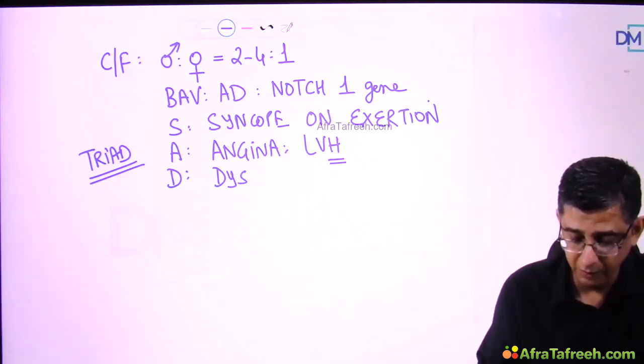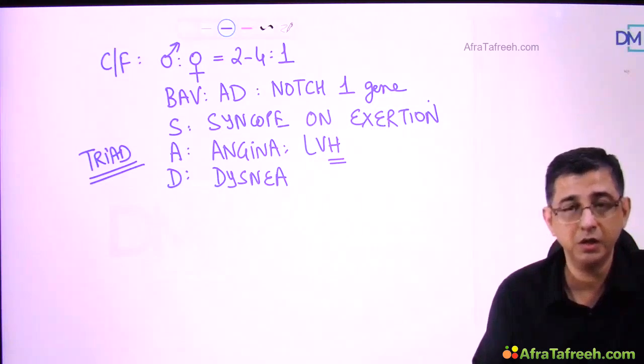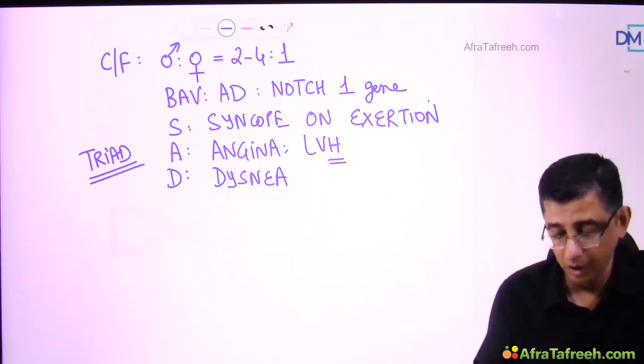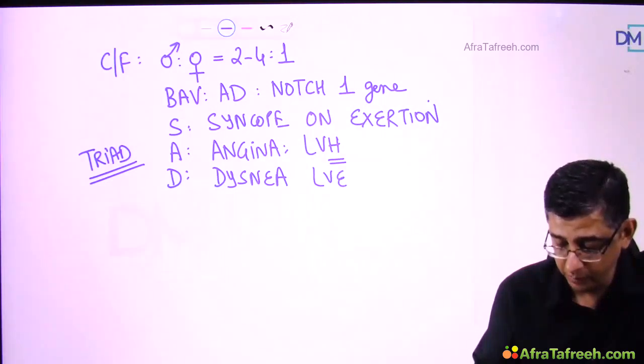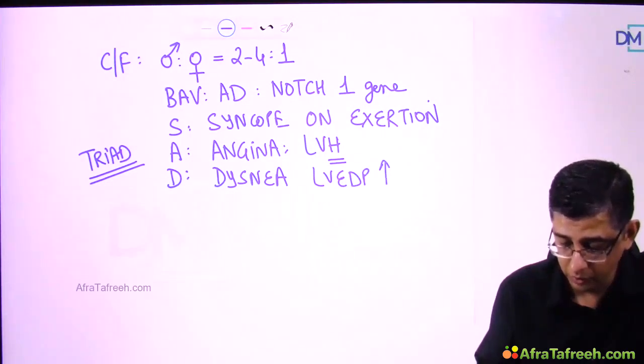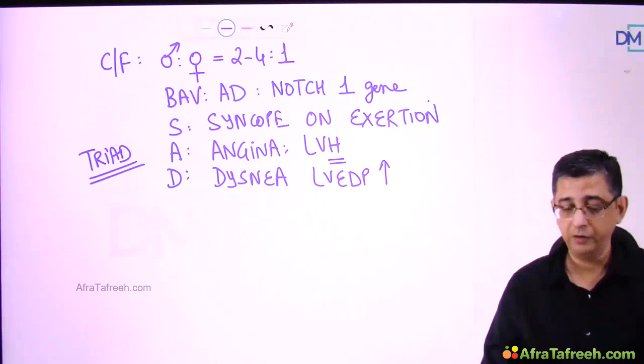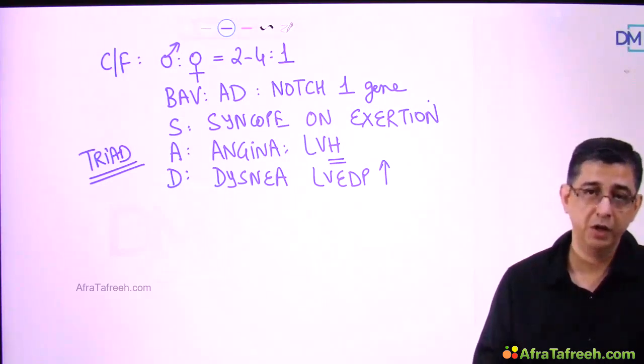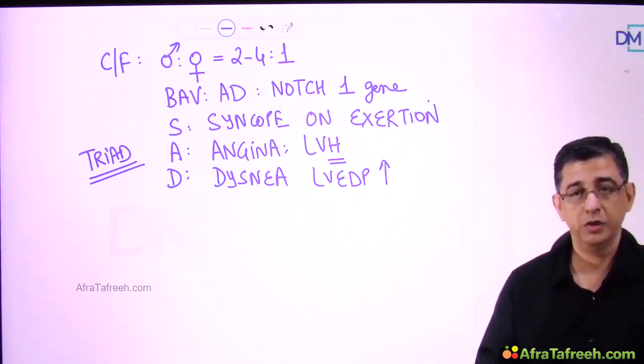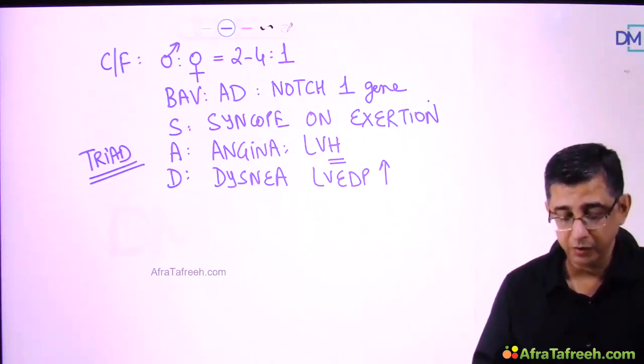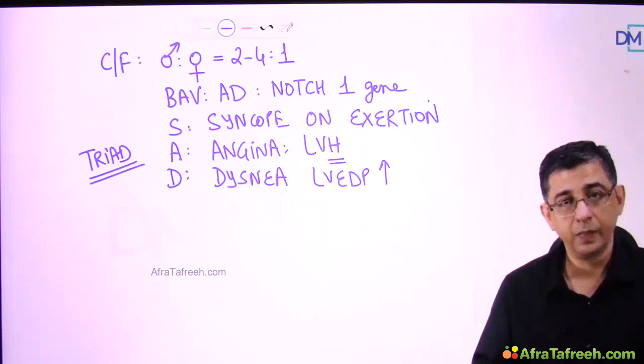And dyspnea is anyway a presentation of any cardiac lesion. In these patients, that is secondary to the increased diastolic pressure of the left ventricle. Why is the left ventricular end diastolic pressure increased? Well, thanks to the hypertrophy component, the LVEDP is more. So therefore, the left atrial pressure is also more. Therefore, there is congestion in the lungs, and pulmonary edema will translate into dyspnea in the patient.